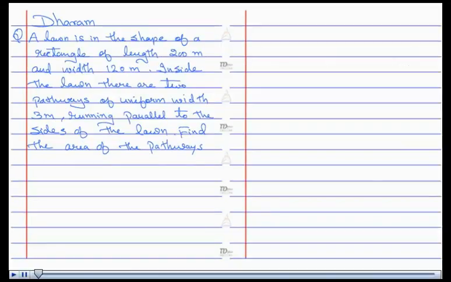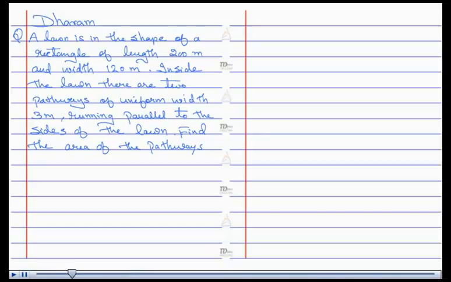Hello, I am Dharam. The question is: a lawn is in the shape of a rectangle of length 200 meters and width 120 meters. Inside the lawn there are two pathways of uniform width 3 meters running parallel to the sides of the lawn. Find the area of the pathways. Solution.